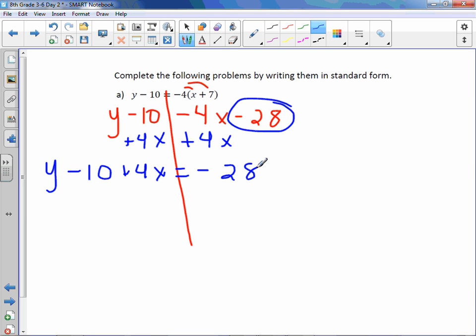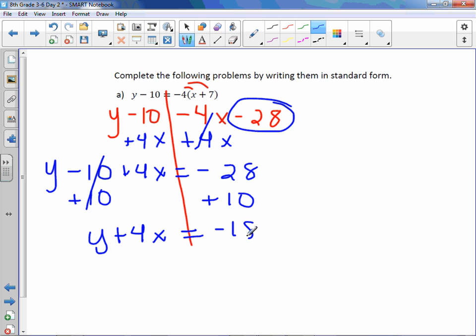Well, I like my x and y terms together. I need to get the numbers all over to one side. So to get rid of this number, I'm going to add 10 to both sides. Those cancel out. I'm left with y plus 4x equals. Now these two numbers are like terms, and they are different signs, so I subtract them and keep the sign of the larger absolute value. Therefore, I get negative 18.